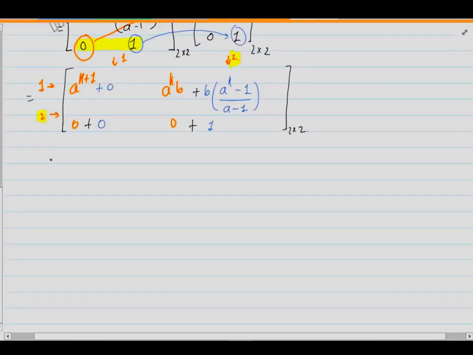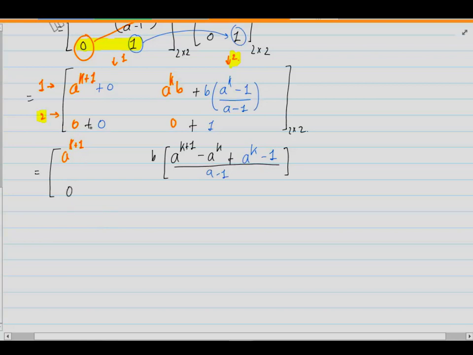Our first term will be a raised to k plus 1. In the second term you can take b common and take the LCM of a minus 1. So a raised to k into a will give us a raised to k plus 1. Then a raised to k minus 1 will give us a raised to k. Then a raised to k minus 1 as it is, and our denominator will be a minus 1. The third term will be 0, and the fourth term will be 1.